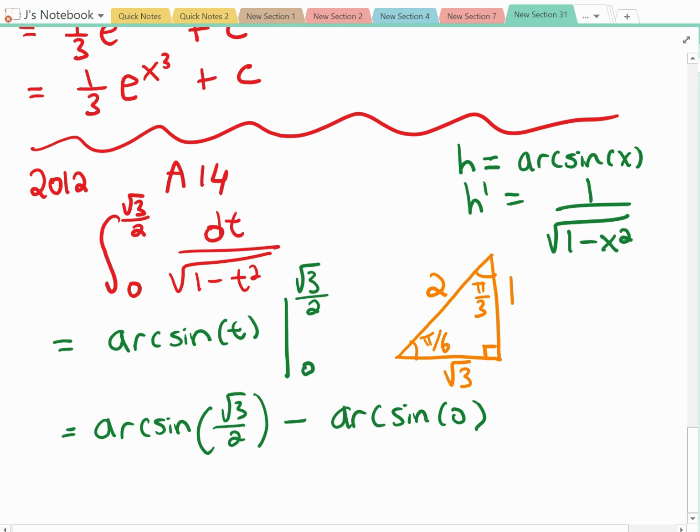Now you're looking for the angle such that its sine is root 3 over 2. That's what this is asking for. The sine of what mystery angle gives you root 3 over 2? And the sine is opposite over hypotenuse, so you're looking at pi over 3. So this is pi over 3, and then arcsine of 0: the sine of what angle is 0? That's 0, so we get an answer of pi over 3. Questions about this one?